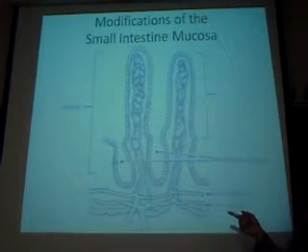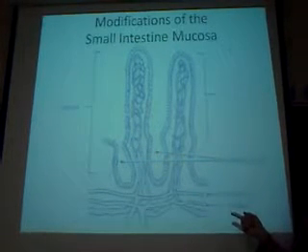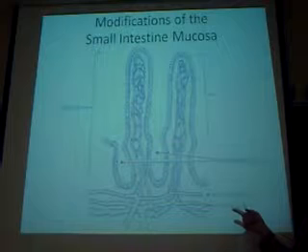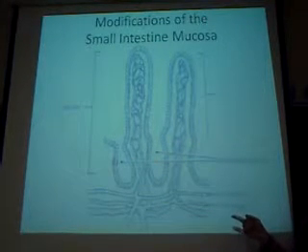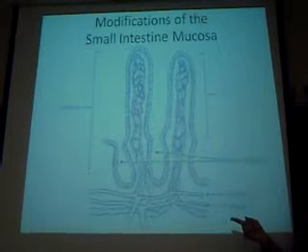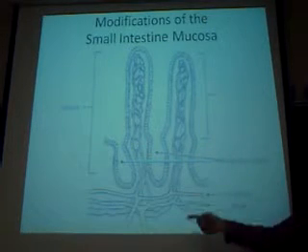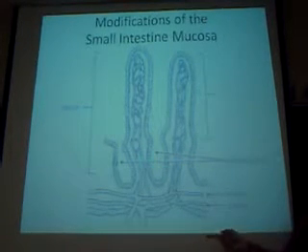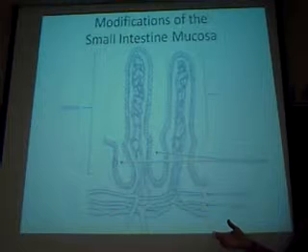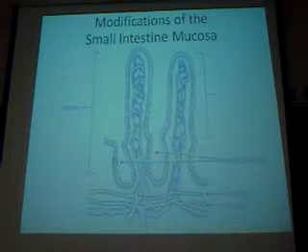Your small intestine really is the main organ for breaking down all the food groups. It's also the main organ for completing the absorption process. So this is where the activity occurs. That's why we have to have these modifications, not just for absorption, but also to assist with digestion as well.